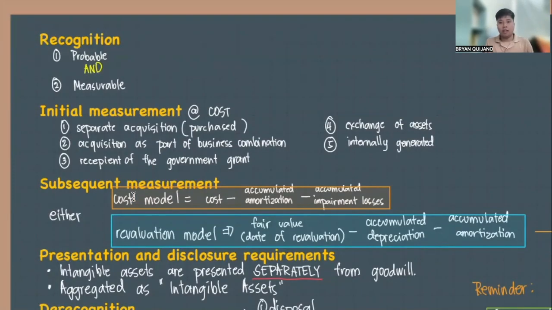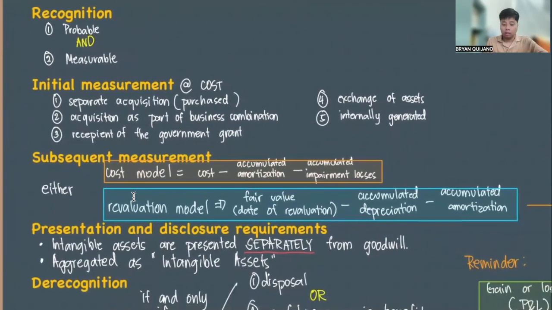After initially measuring the intangible assets, let us talk about the subsequent measurement. There are two models that you can avail for the intangible asset. The first one is the cost model, wherein you will measure the intangible asset by deducting the accumulated amortization and the accumulated impairment loss from the initial cost or acquisition cost.